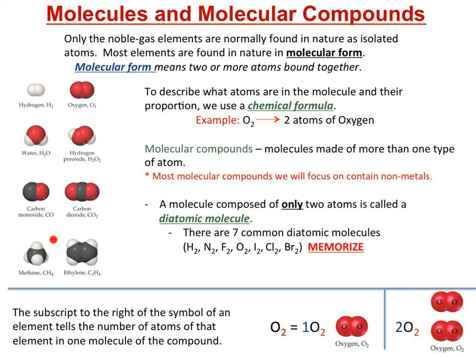We have more complex ones where we talk about carbon monoxide or carbon dioxide, methane, and ethylene. But all of these are types of molecular compounds. Most molecular compounds really only contain nonmetals.